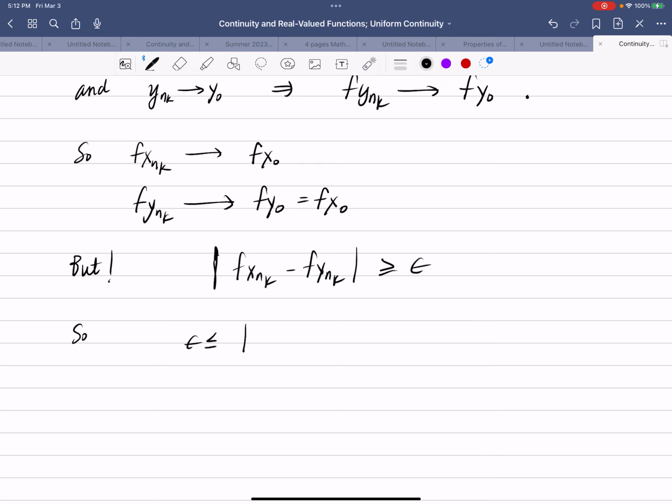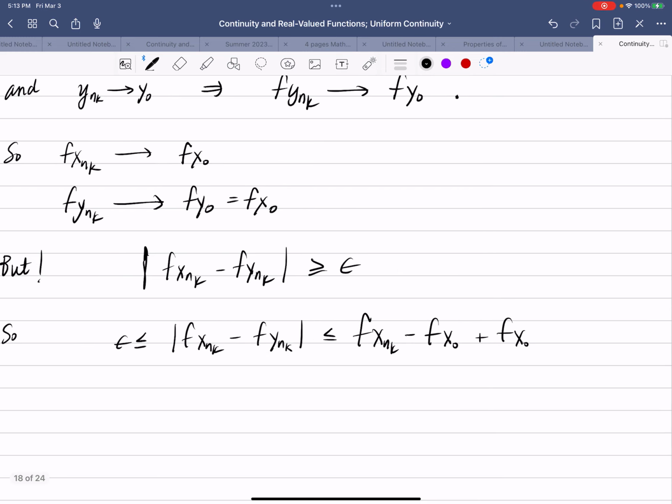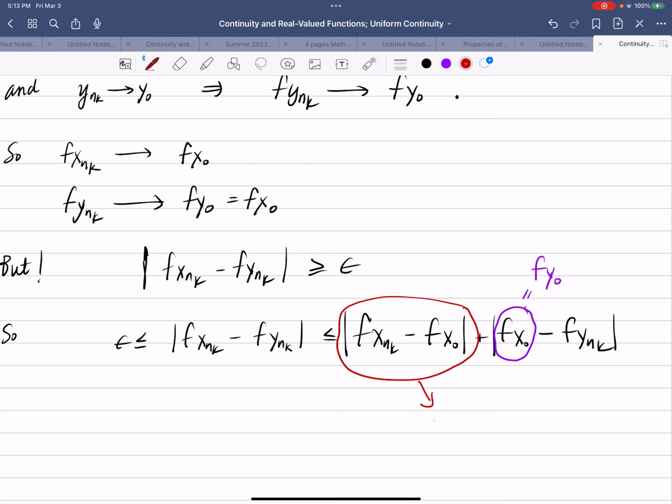So epsilon is less than or equal to the distance between f of xnk and f of ynk, which is going to be less than or equal to the distance between f of xnk and f of x naught, plus the distance between f of x naught and f of ynk. This is equal to f of y naught. This is going to 0 as nk goes to infinity. This is going to 0 as nk goes to infinity.